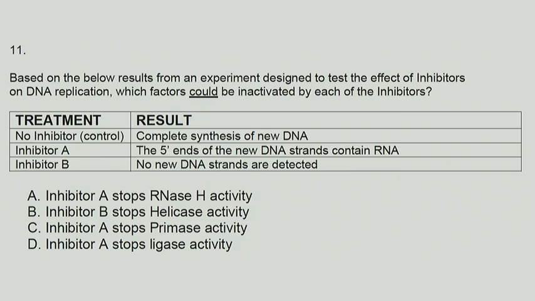What would happen if inhibitor A stopped primase activity? No RNA primers would be laid down, which means you would have no DNA synthesis, because that's the whole way DNA synthesis starts during replication. And what if inhibitor A stopped ligase activity?